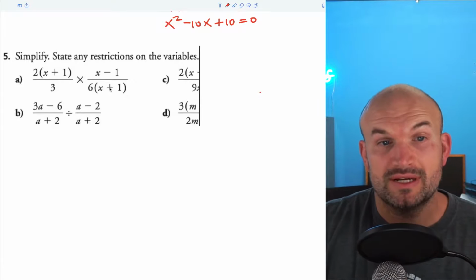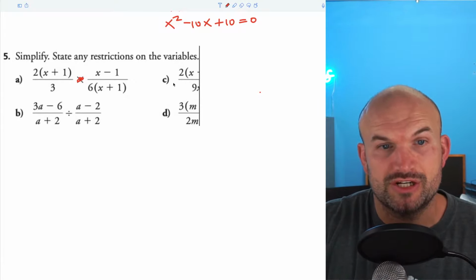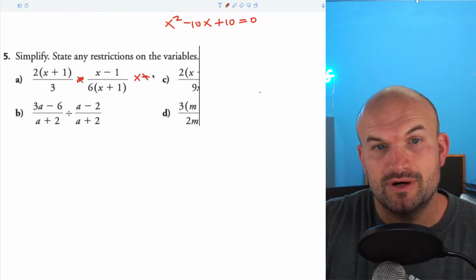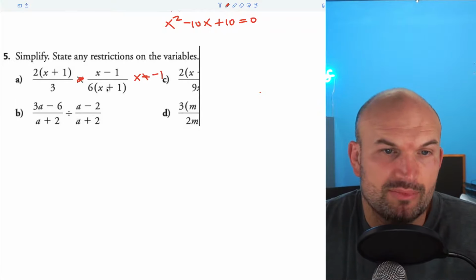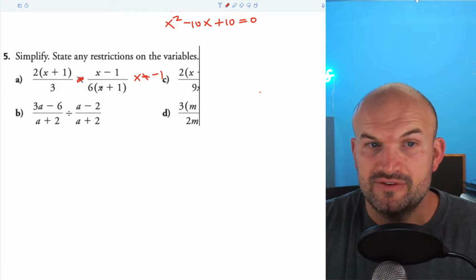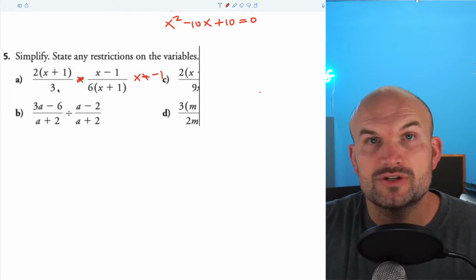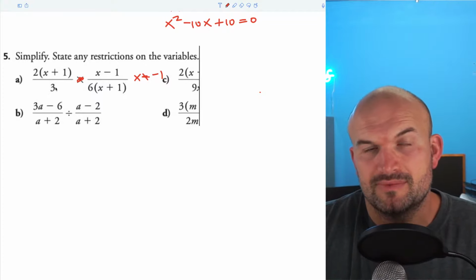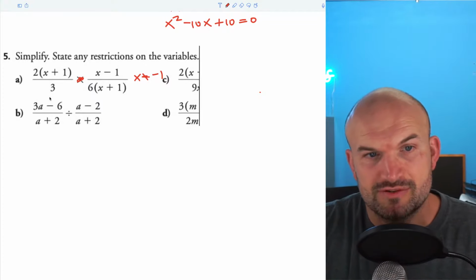Whenever we're looking at just straight up multiplication here, in this example, I just know x cannot equal -1. Why cannot x equal -1? Because when you plug -1 into the denominator, it makes it equal to 0, which is undefined. But there's no restriction from the 3 in the denominator, because it's never going to change from 3.